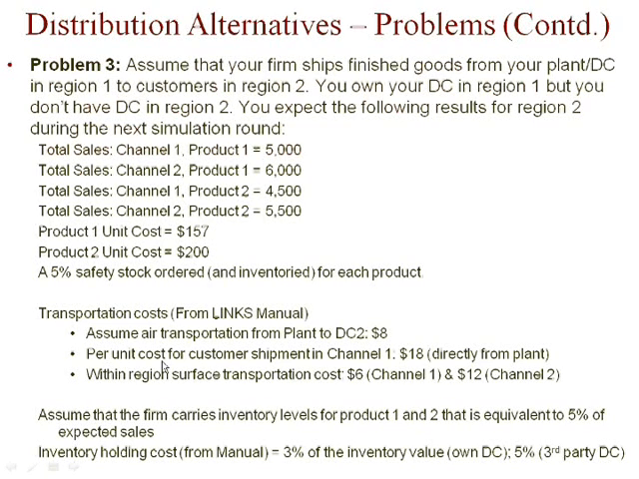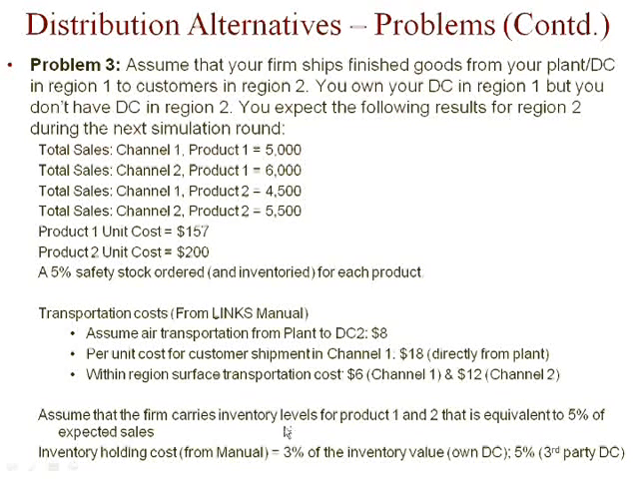Per unit cost for customer shipment in channel 1 will be $18 directly from plant. So if you don't want to have a DC in region 2, then you will have to directly ship to the customers from DC 1 to the respective channels, channel 1 and channel 2. So it's going to be $18 for channel 1. Within region, surface transportation cost is $6 for channel 1 and $12 for channel 2.